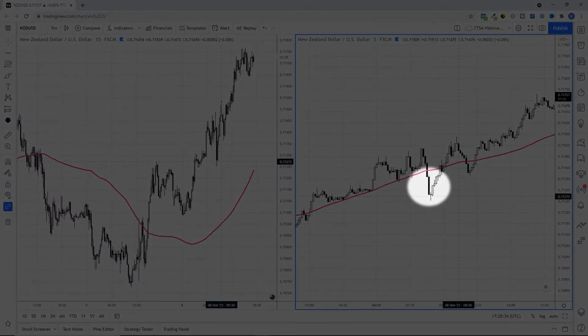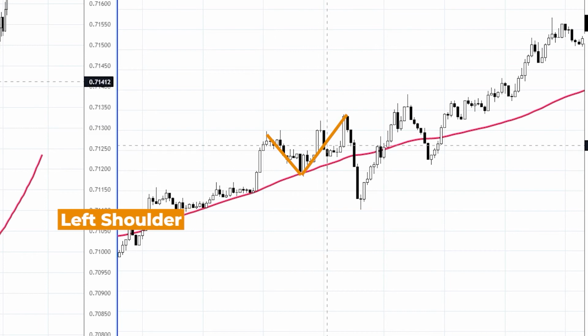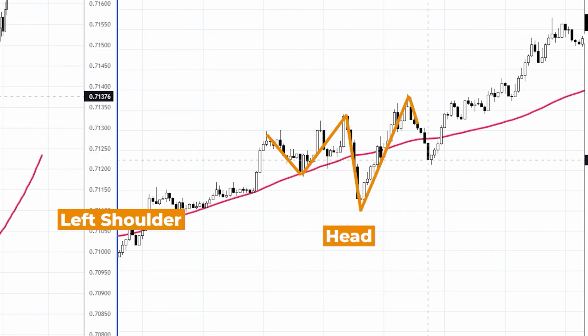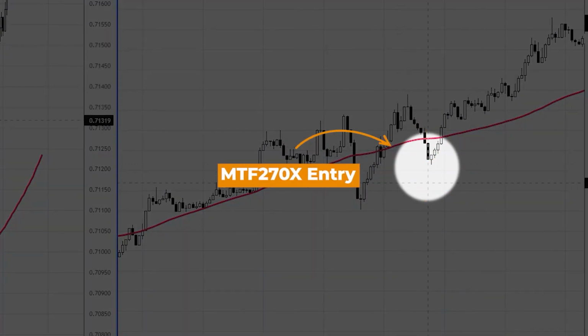So that was this point here on the 5-minute, and you can also see here we have a left shoulder, a head and a right shoulder here. And what we also get is a really nice MTF 270X entry right here.